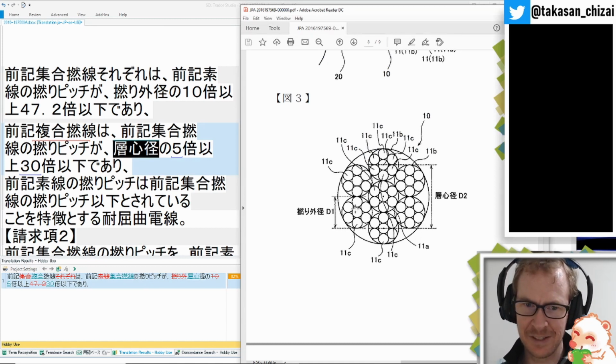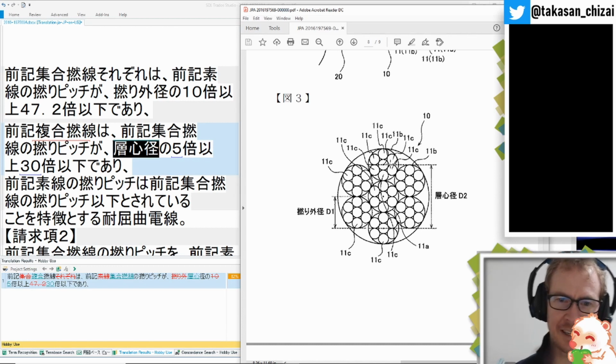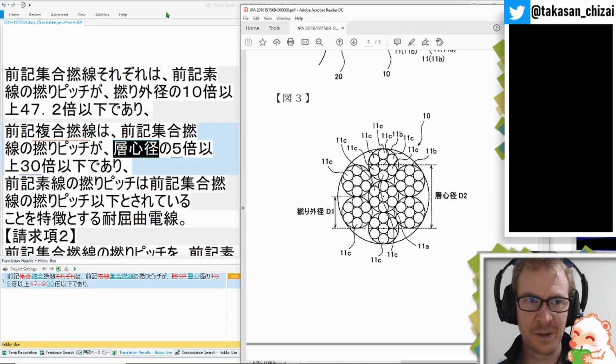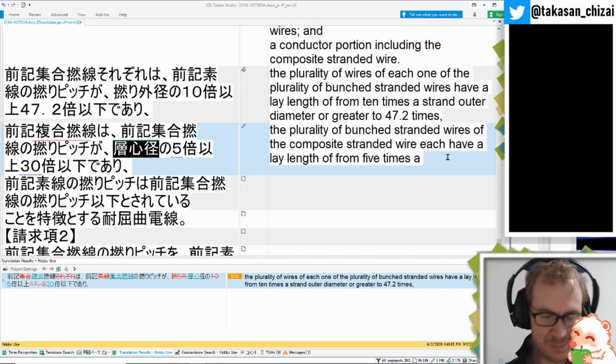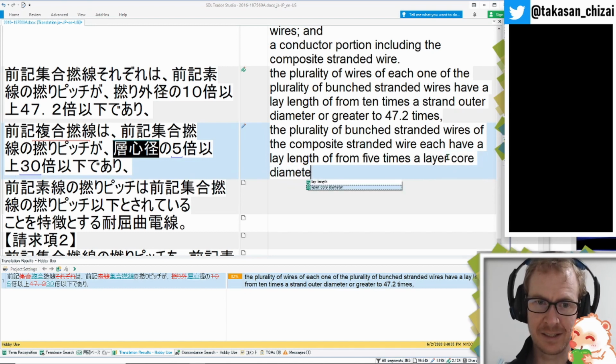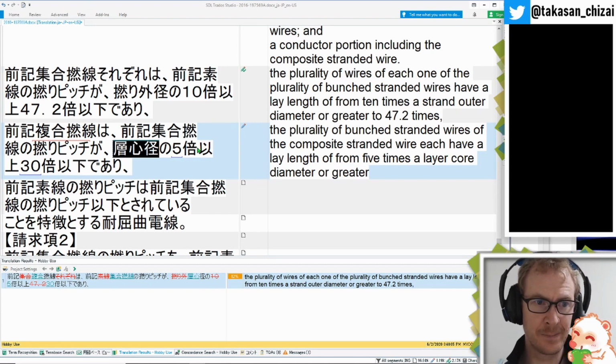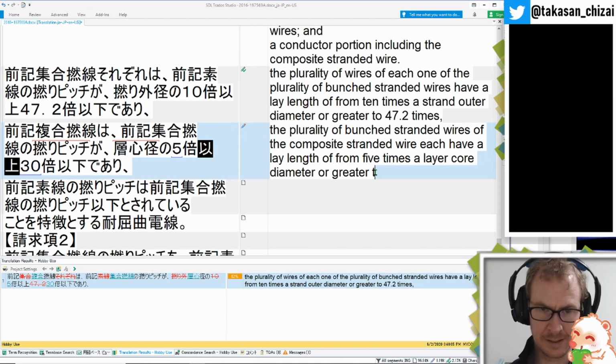I mean, I guess it is if you join all the circles. If you join all these centers, you do get a circle, and that's the diameter. So I guess that's the thinking behind it. So let's just do it. 5 times layer core diameter or greater. So we get the ijo. Always make sure it's all greater.